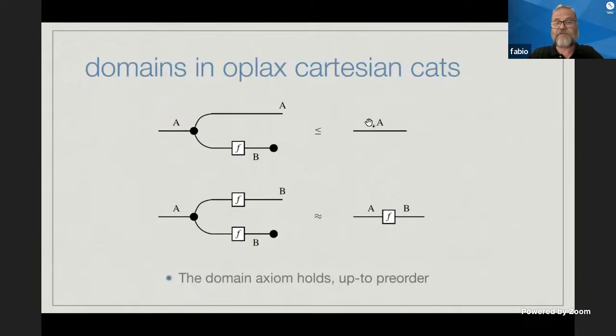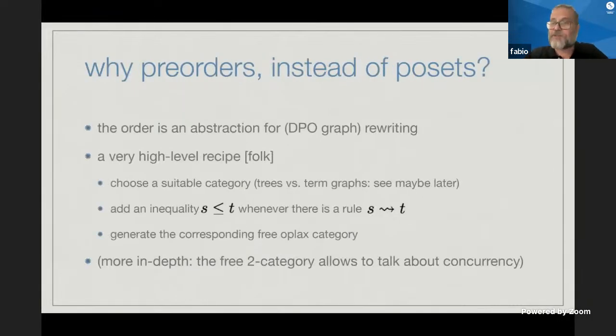In fact, this one, dom f is smaller than the identity, which is true in general, right? Because f is partial, so it's not necessarily valid. It doesn't necessarily map all the elements of A to another element in B. And we have that the domain axiom holds, but only up to preorder. Of course, should we have moved to posets, these two would coincide. Okay. Why did we choose preorder? Well, because we started applying this idea some time ago in order to model rewriting.